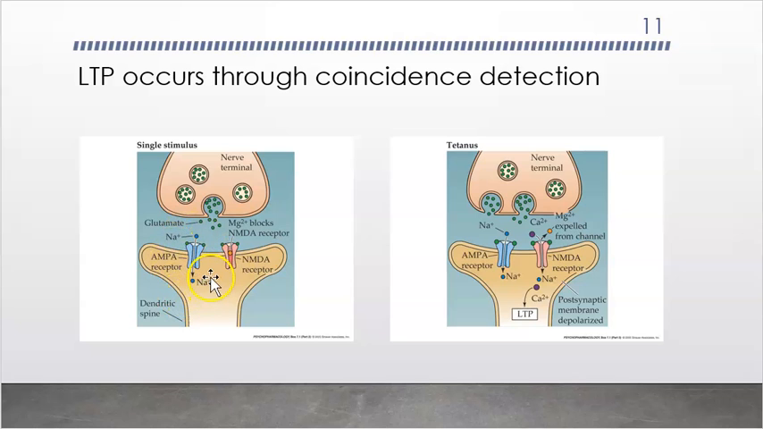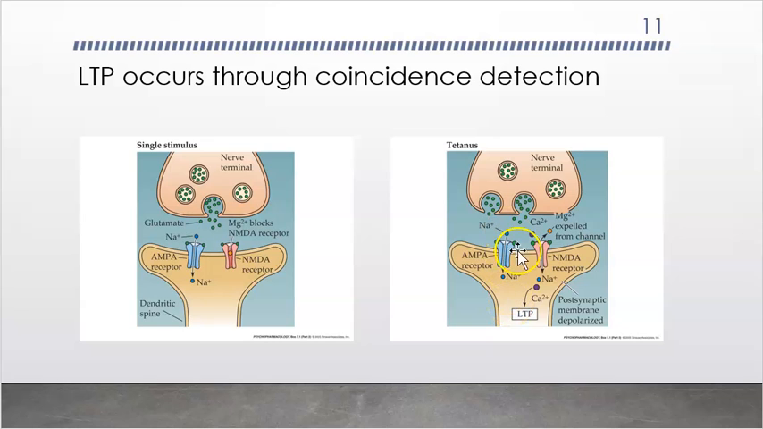So because there's no depolarization, even though we've got glutamate and glycine attached to our NMDA receptor, the magnesium block is still there. So the NMDA receptor is closed. However, during what we call tetanus or repeated stimulation, we get lots and lots of glutamate released into the synapse, and we get a lot of passage of sodium into the postsynaptic cell.